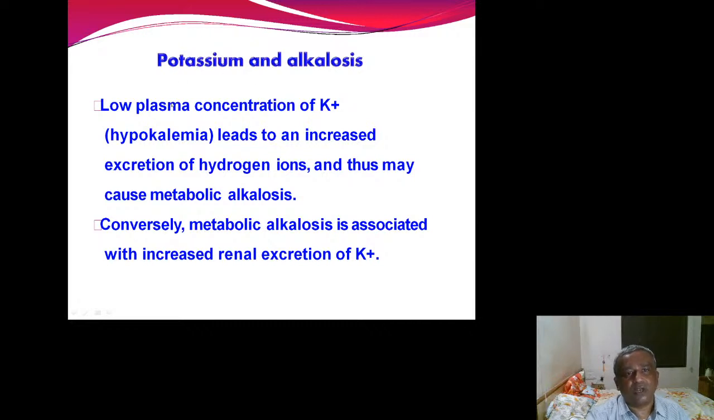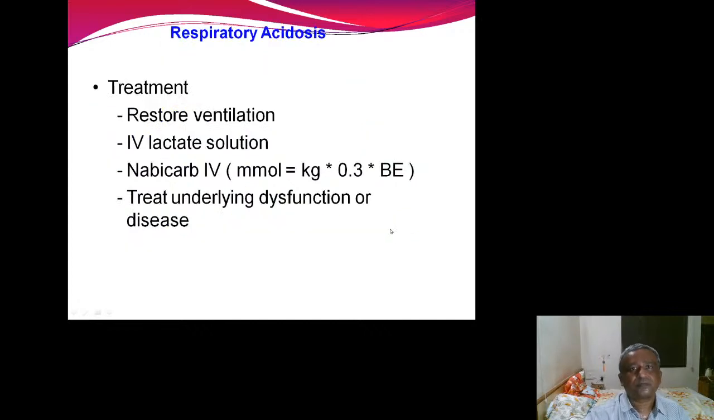Potassium and alkalosis. The low plasma concentration of the potassium, hypokalemia, leads to increased excretion of the hydrogen ions. This is as a compensatory. We want to retain the potassium. The more hydrogen is lost, and then it can cause the metabolic alkalosis. Conversely, the metabolic alkalosis itself is associated with increased renal excretion of the potassium.